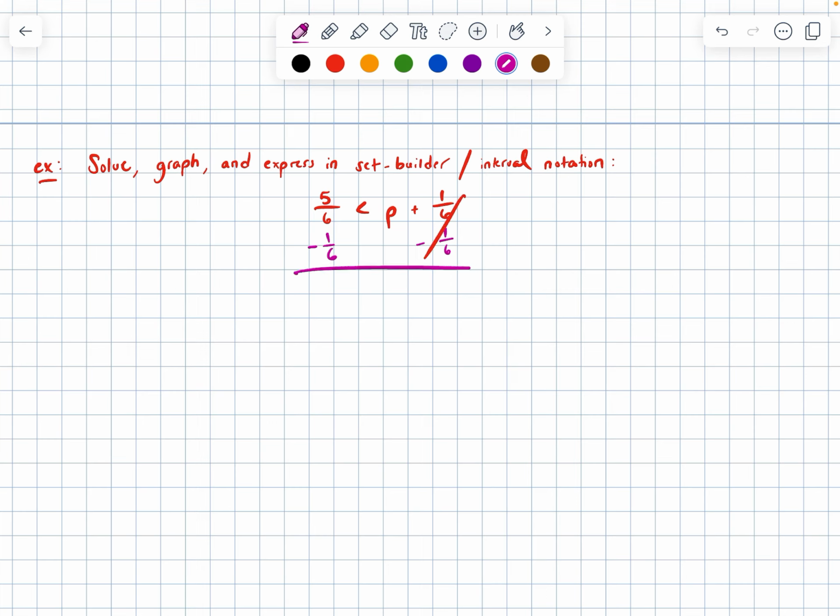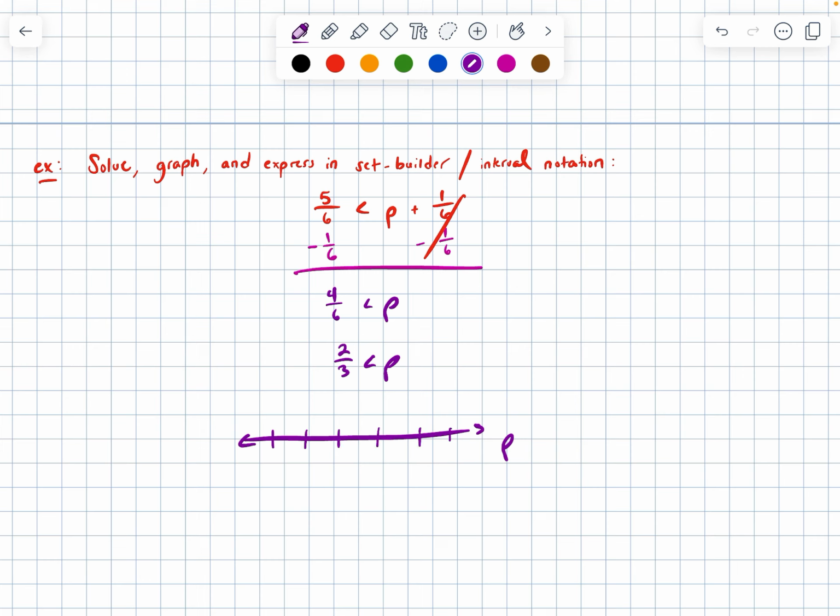So 5/6 is less than p plus 1/6. Let's get this p by itself. Well, the thing connected to the p is the 1/6. I want to undo it using a negative 1/6. On the right side, they undo each other. And on the left side, 5/6 minus 1/6 is 4/6. So I've got 4/6 is less than p. 4/6 is, of course, more simply stated as 2/3. 2/3 is less than p is my inequality.